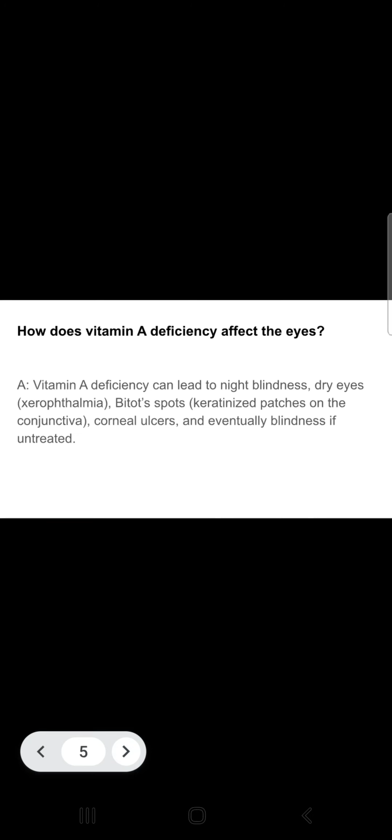2. Vitamin A deficiency. How does vitamin A deficiency affect the eyes? Answer. Vitamin A deficiency can lead to night blindness, dry eyes, which is xerophthalmia, Bitot's spots, which are keratinized patches on the conjunctiva, corneal ulcers, and eventually blindness if untreated.